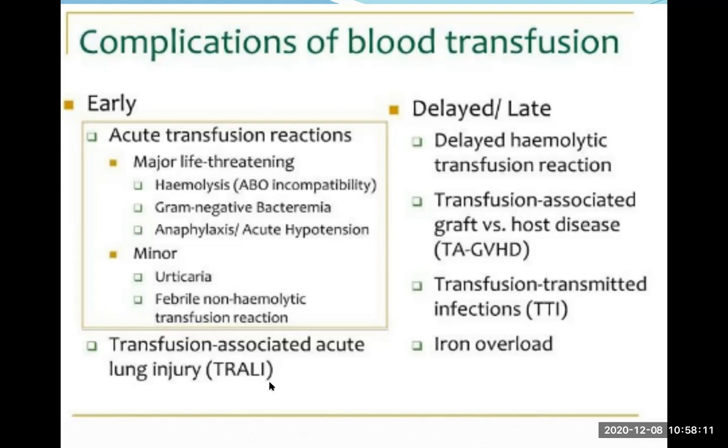The mechanism for TRALI is the interaction between the HLA antibody, which is present in the donor plasma, and the neutrophils of the host. Neutrophils of the host will interact with the HLA antibody of the donor. Those neutrophils would be activated and can release certain cytokines. Those cytokines are essential for the TRALI reaction there.